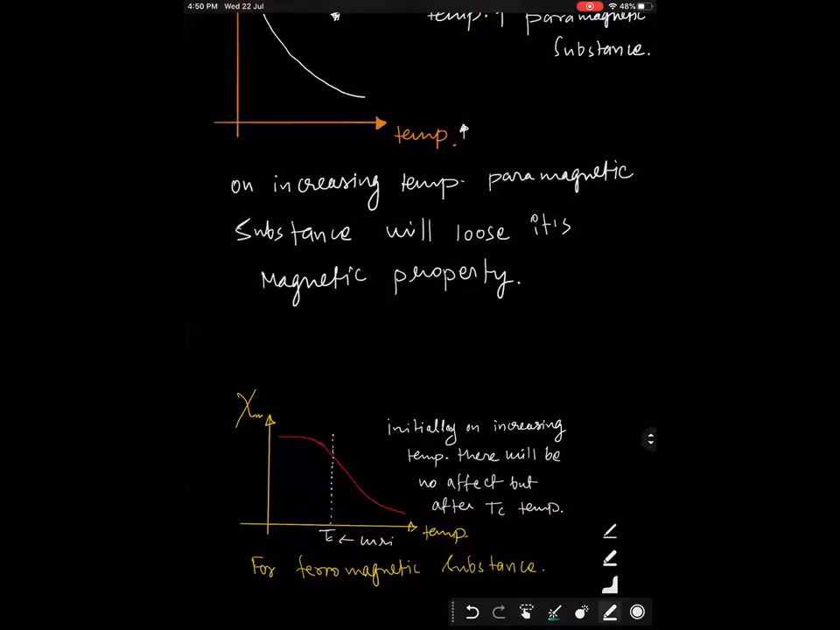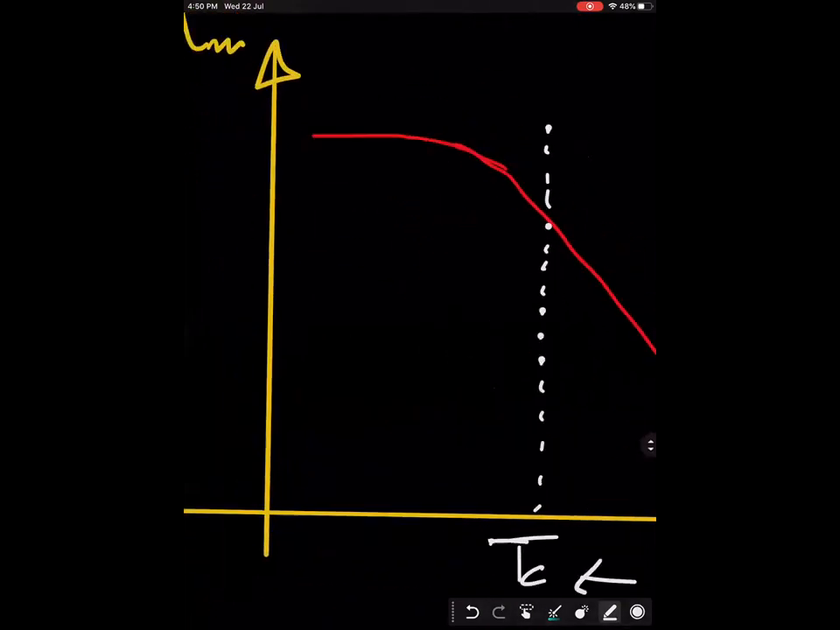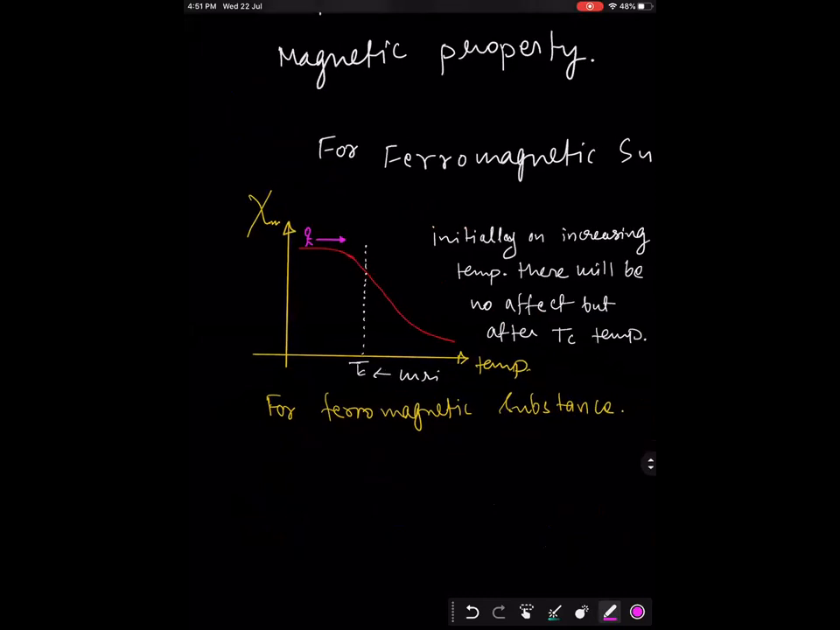See, we made a graph between chi and temperature for a ferromagnetic substance. What happened initially on increasing temperature? There is no effect. See, the value of chi was almost constant. Means initially there is no effect of temperature. Initially on increasing temperature, there will be no effect.